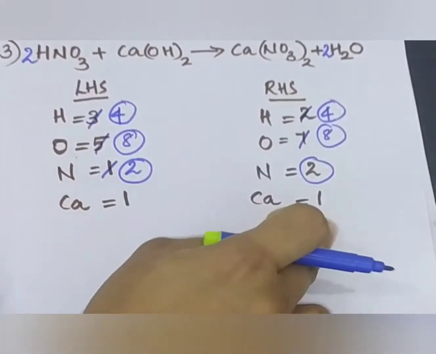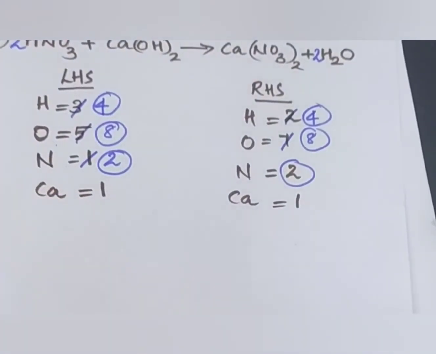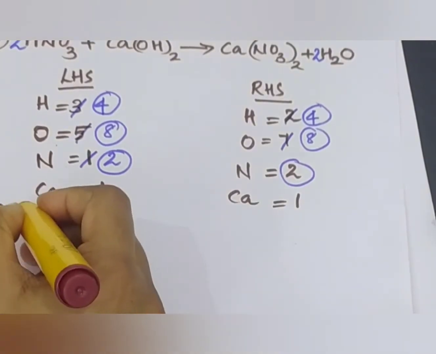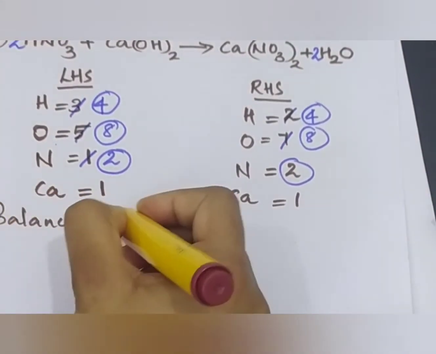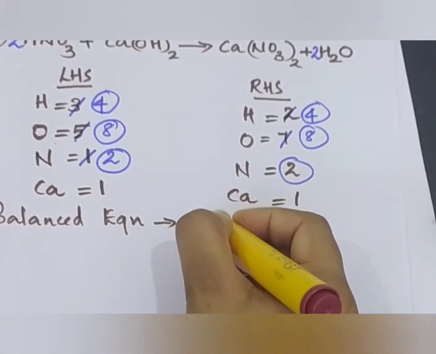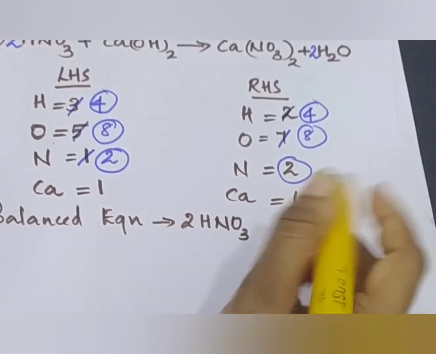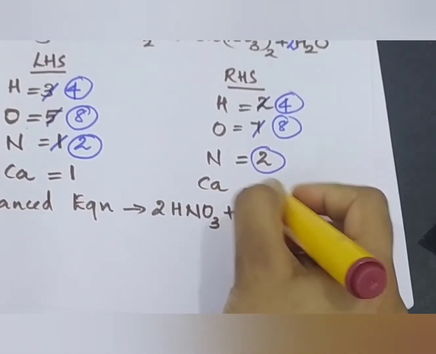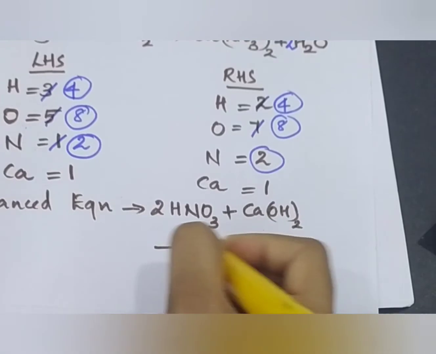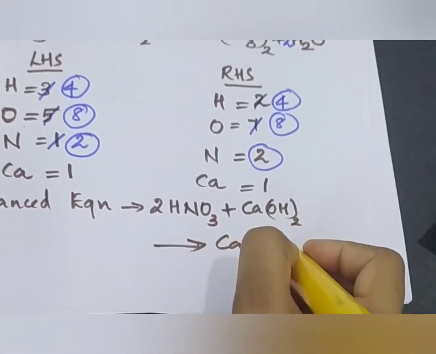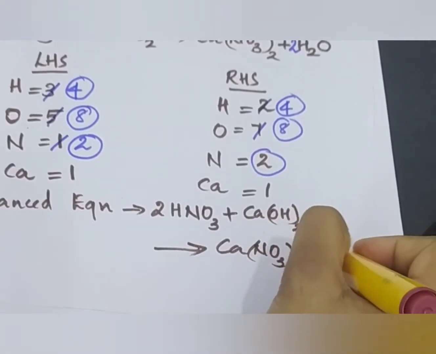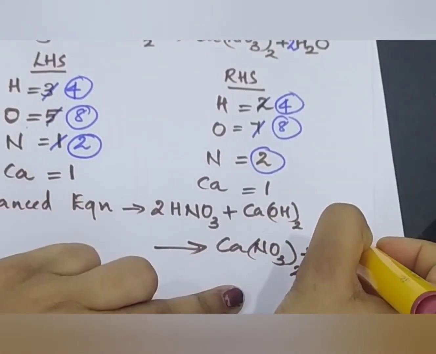So the balanced equation becomes, calcium is also balanced. So the balanced equation becomes 2HNO3 plus Ca(OH)2 gives Ca(NO3)2 plus 2H2O.